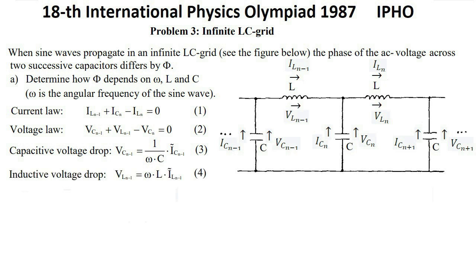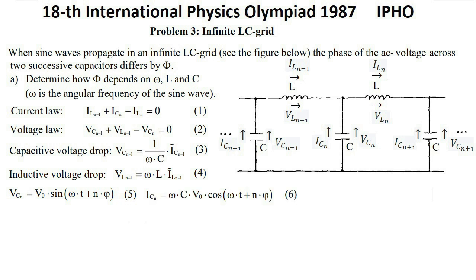Inductive voltage drops are in equations 4. Note, in equations 4 I tilde is used instead of I because the current lags behind the voltage by 90 degrees. The voltage VCN is given by formula 5. This formula follows from the problem.